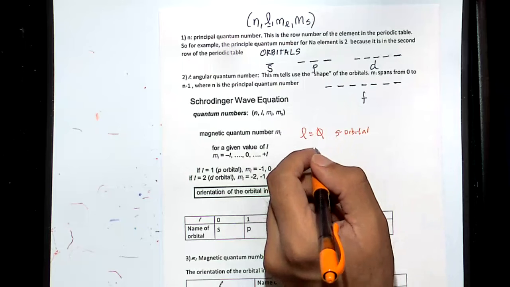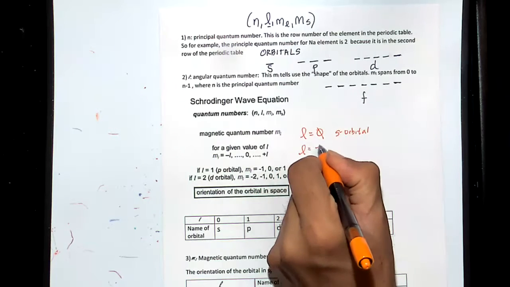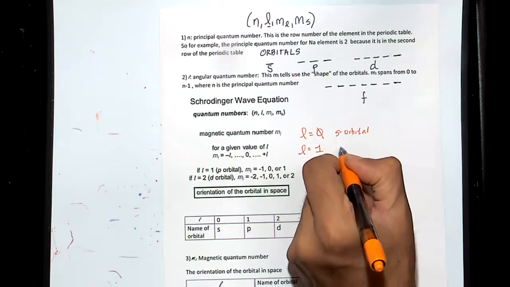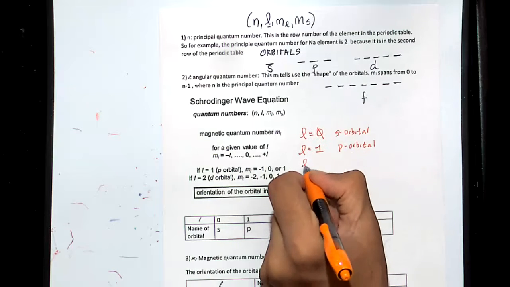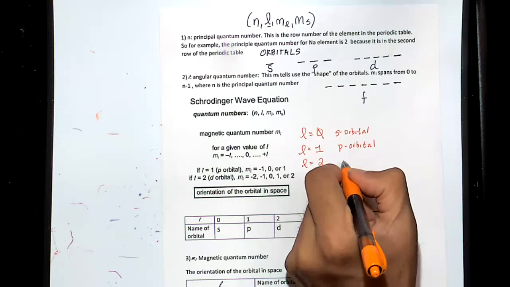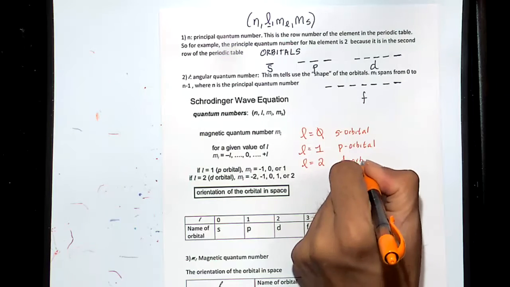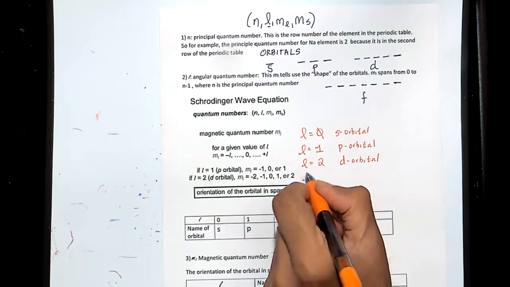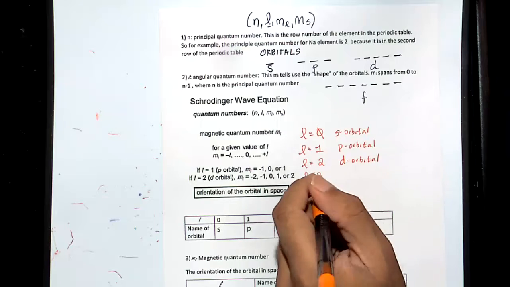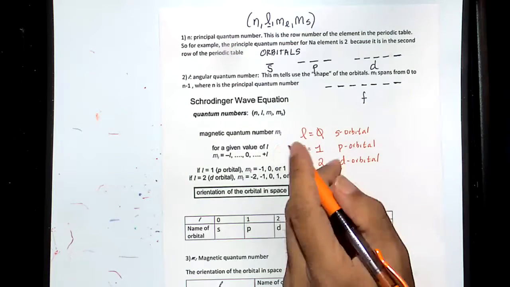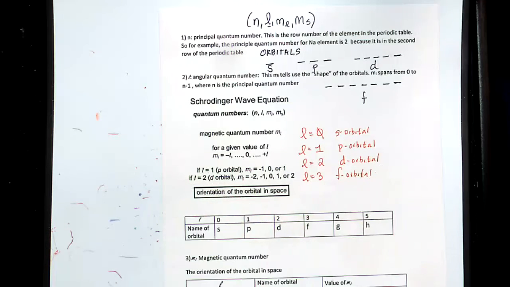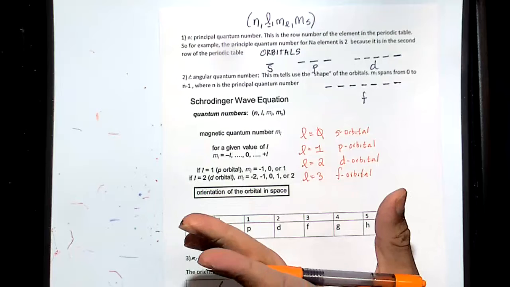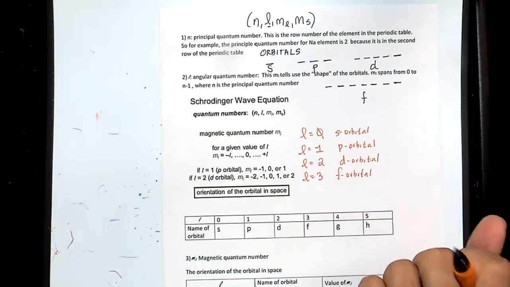We're talking about the second number in our address. If your L is 1, we're talking about a p orbital. If your L is 2, we're talking about a d orbital. I'm not going to ask you this on any exam, but if your L is 3, which I'm not going to go over, this is an f orbital. I cannot imagine what f orbitals look like, but I'm sure you can find it on the internet. It's a complicated shape.